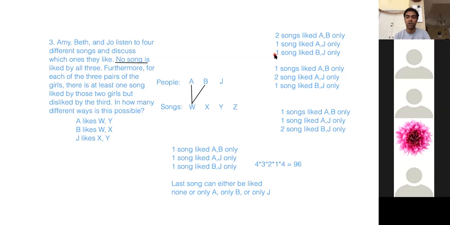So we have 4 songs, right? Any of the 4 songs could be this one, right? Okay, so I have 4 choices for this one. Now, once I choose that, how many choices do I have for this song that A and J like? You have 3 songs. Okay, so what's the total then?